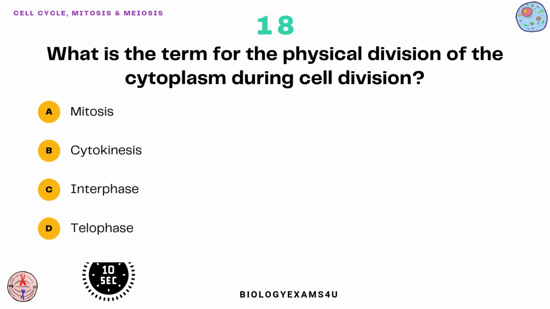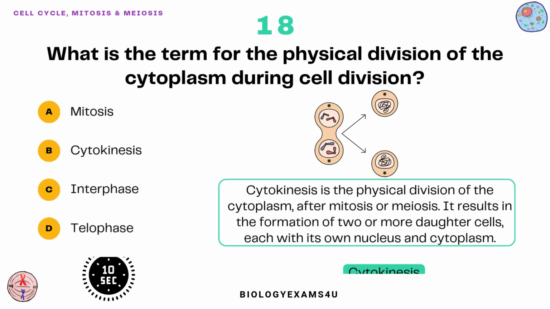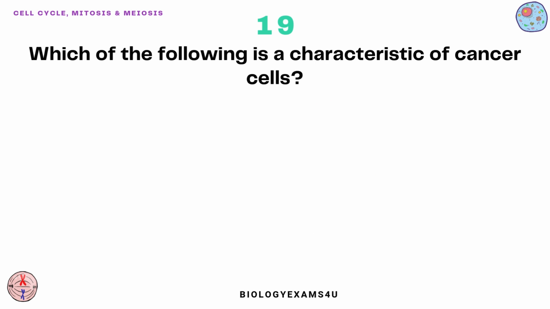The answer is cytokinesis. It is a physical division of the cytoplasm after mitosis or meiosis. It results in the formation of two or more daughter cells, each with its own nucleus and cytoplasm, as you see in this figure.